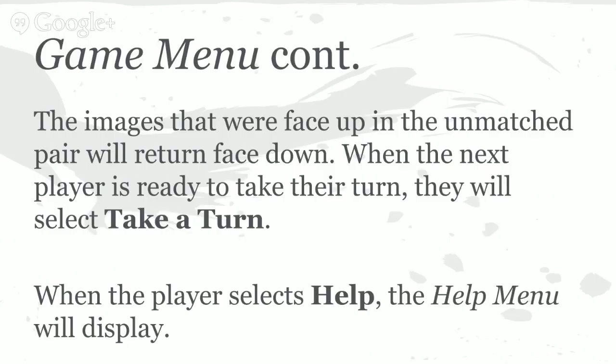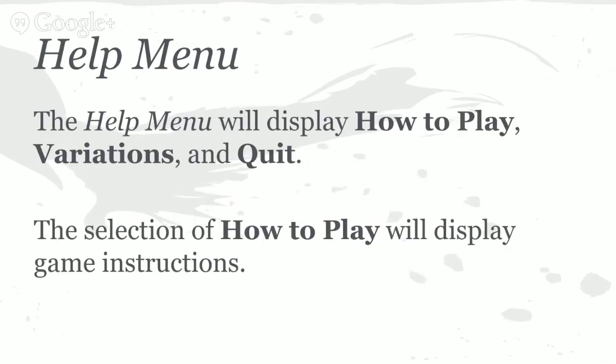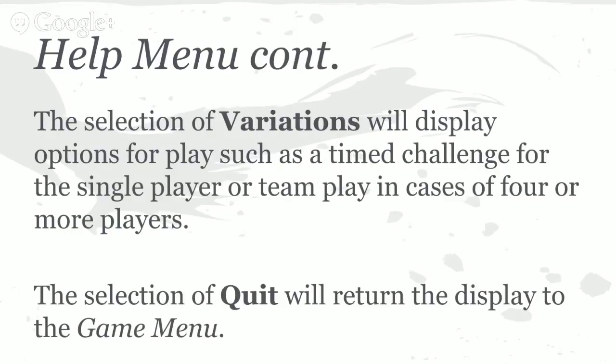When the player selects Help, the Help menu will display. When the player selects Quit Game, the active game will close, and the computer will display the main menu. The Help menu will display How to Play, Variations, and Quit. The selection of How to Play will display game instructions. The selection of Variations will display options for play, such as a timed challenge for the single player, or team play in cases of 4 or more players. The selection of Quit will return the display to the game menu.